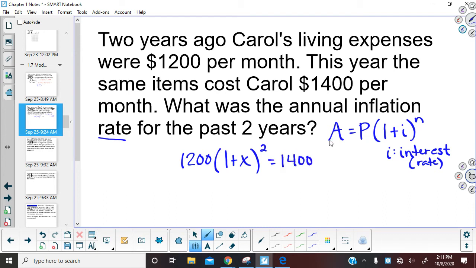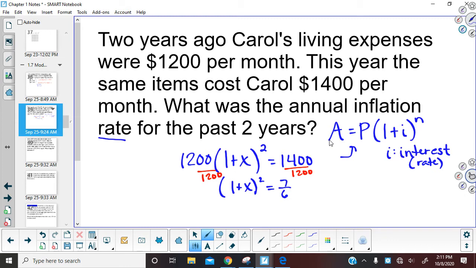So again, we're going to be using this formula. You're not going to be using that formula all the time, but because we're dealing with money and an inflation rate, that would be the formula we're going to be using. The first step to solving this is to get the parenthesis part by itself. So we would need to divide each side by 1,200. When we divide each side by 1,200, 1,400 over 1,200 simplifies to be 7 over 6.